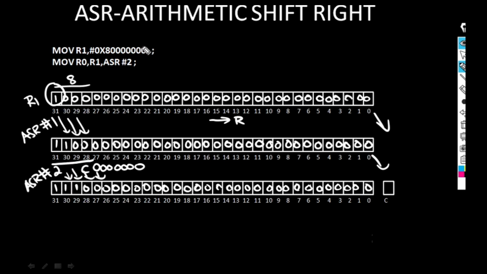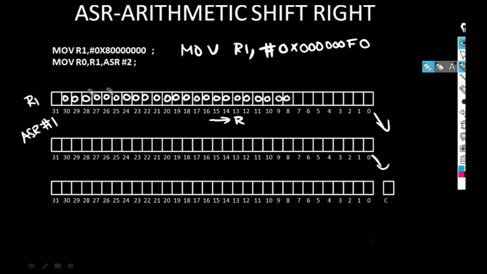Now this is the case if the MSB bit was 1. What if we had an instruction like MOV R1, #0x, all zeros, and the last 2 bits are something like this? Here the MSB bit is obviously 0. How will it change the output? Let's start with the first case. How will you write this in binary? All this will be 0. How will you write F? And 0 here again.